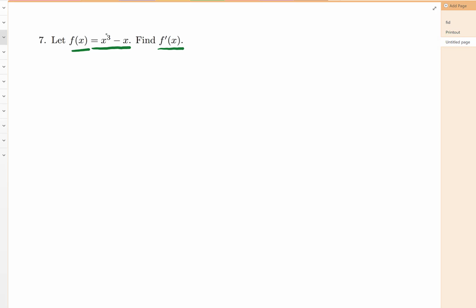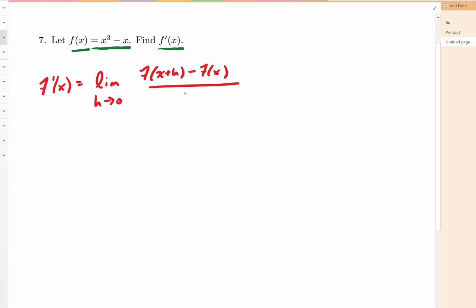All right, I hope you paused it and I hope you gave it a shot. But let's go ahead and dive into it. So f prime of x is equal to what? Well, let's just jump straight to the limit definition. This is the limit definition: the limit as h approaches 0 of f of x plus h minus f of x all over h. So all I've done here is give the limit definition.